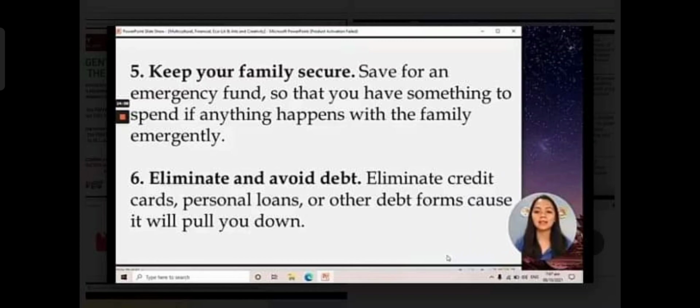Keep your family secure. We have the emergency fund, so that you have something to spend if anything happens in the family emergently. Then eliminate and avoid debt. Kailangan iwasan yung utang. Personal loans or other forms of debt will pull you down. Probably debt is good, but you have to manage it all the time because it can outbalance your budget and finances. Follow?